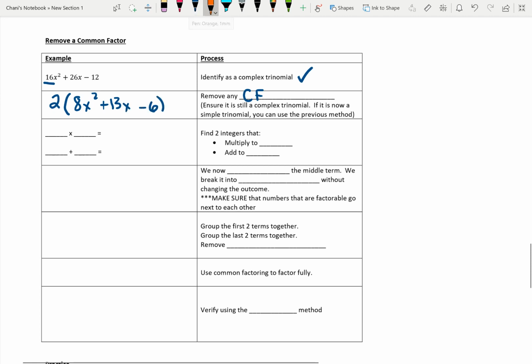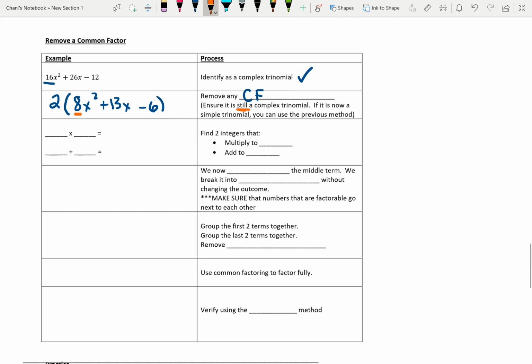Okay, so now it says ensure it is still a complex trinomial. If it's a simple trinomial, we can do what we did before. But this a value is still not 1, so this is complex. So as we're factoring this, the 2 will remain outside. It is part of our factoring and part of our final answer, but it won't affect our decisions, like when we get down here, what to multiply and add to. It's common factoring, so it's part of the factoring process, but now it doesn't affect our decomposition.